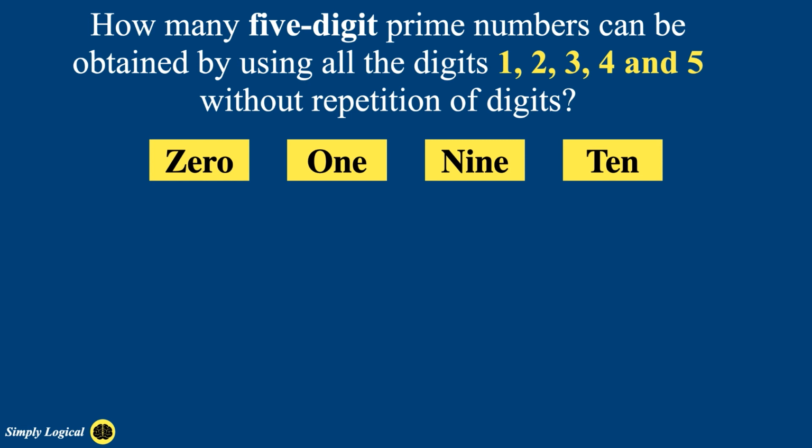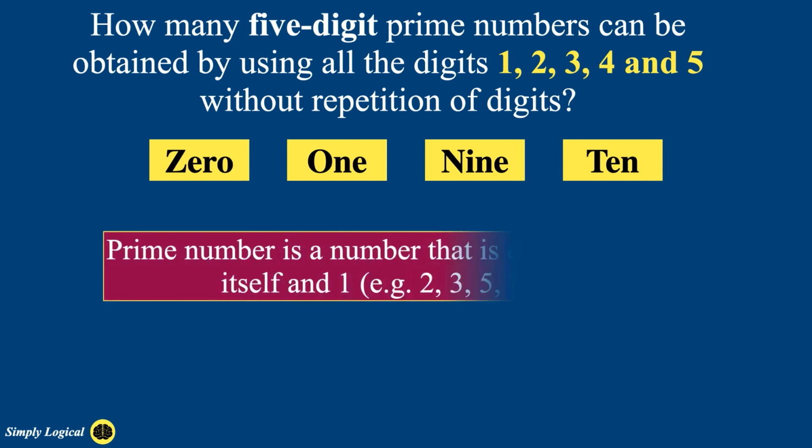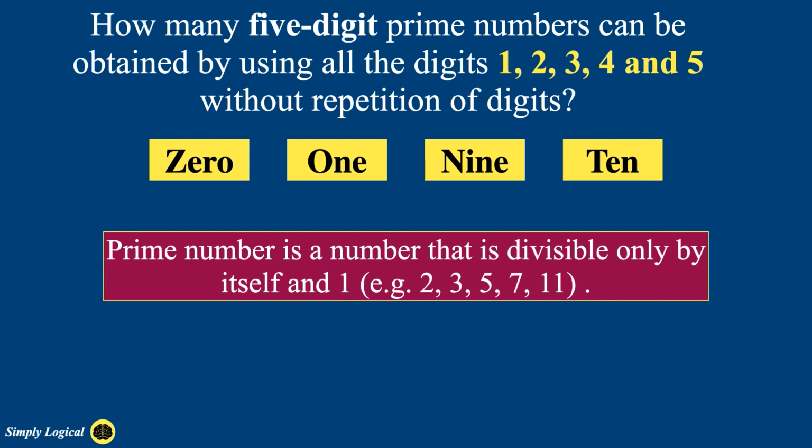So first of all, it is important to understand what are prime numbers. So prime numbers is a number that is divisible only by itself and 1. For example, 2, 3, 5, 7, 11, they are all prime numbers because it is divisible by 1 and itself. So the digits 1 to 5 can be rearranged into many distinct 5-digit numbers. So your task is to find all the prime numbers formed using the digits 1 to 5.